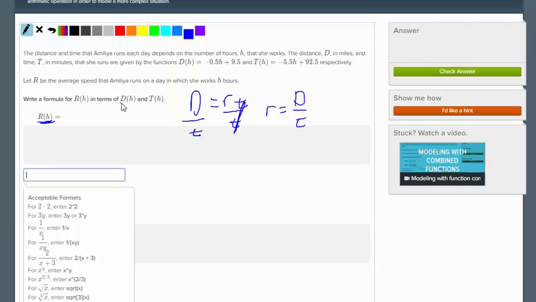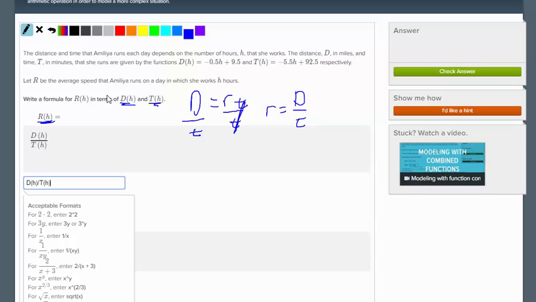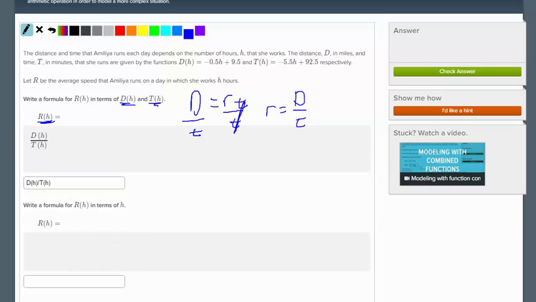So D of H is my distance. T of H is my time. So I'm just going to go distance, D of H, divided by time, T of H. And then it says, write a formula in terms of H. So again, I'm just going to replace D of H with negative 0.5H plus 9.5. And I will replace T of H with negative 5.5H plus 92.5.